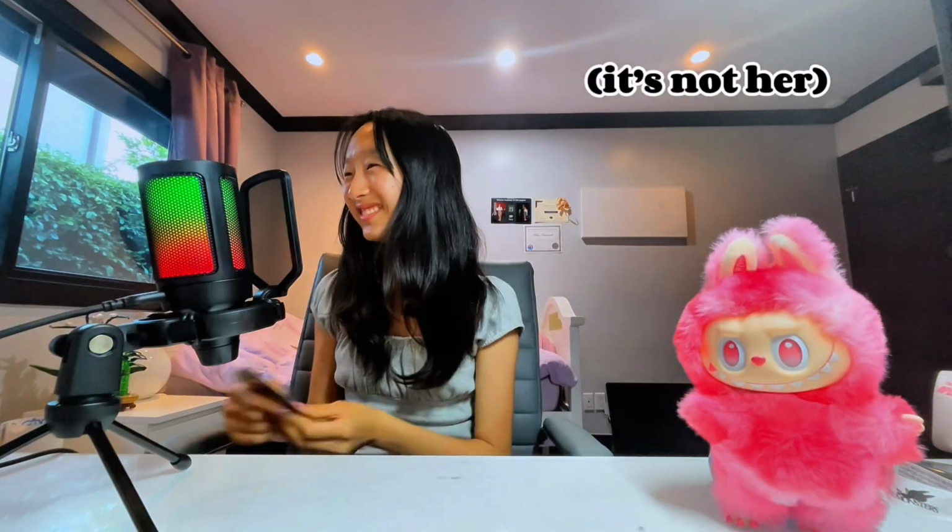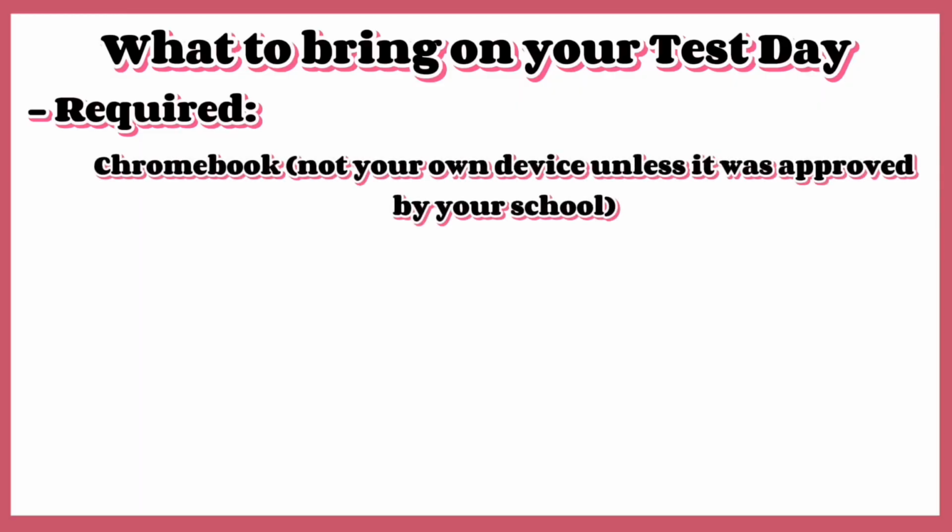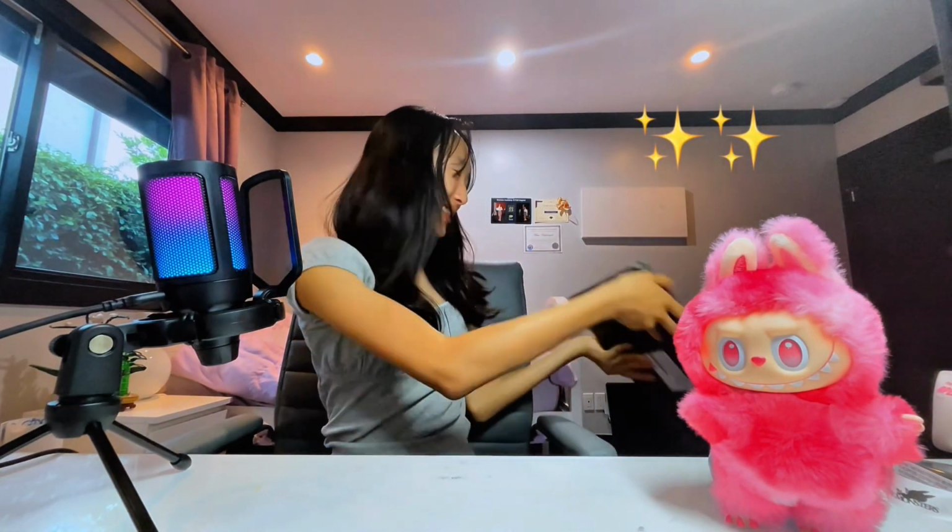Like this one, it's definitely me. You need a scientific or graphic calculator, approved by College Board, like this one, so you can punch in numbers. You need a Chromebook, but not your own device, unless it was approved by the school, like this one right here. Look at how nice it looks.